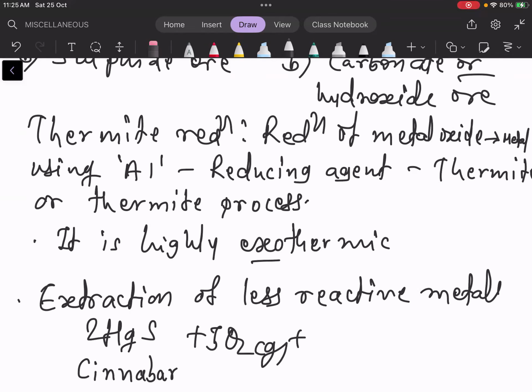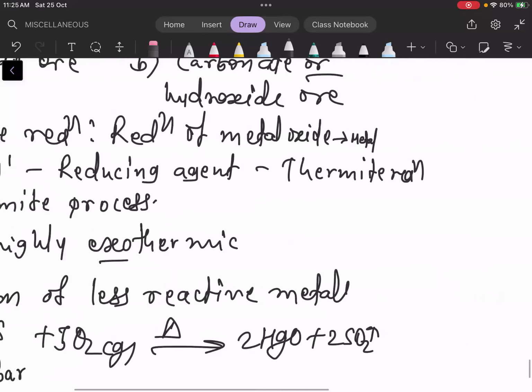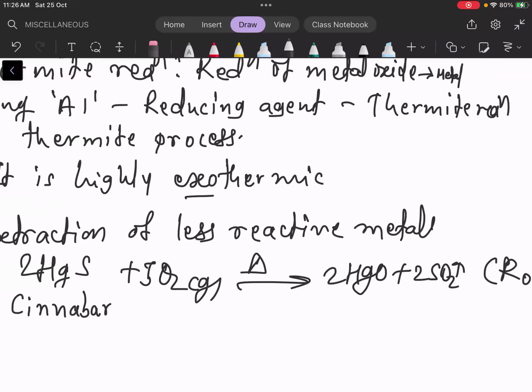plus heat, on heating gives 2HgO, that is mercuric oxide, plus 2SO2, sulfur dioxide, and the process is roasting. Is there any doubt?